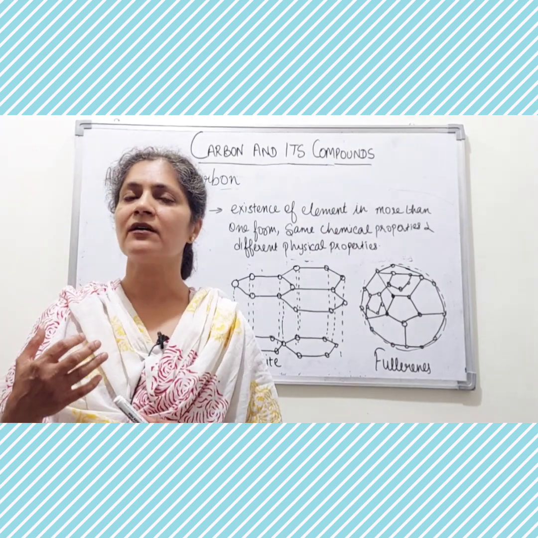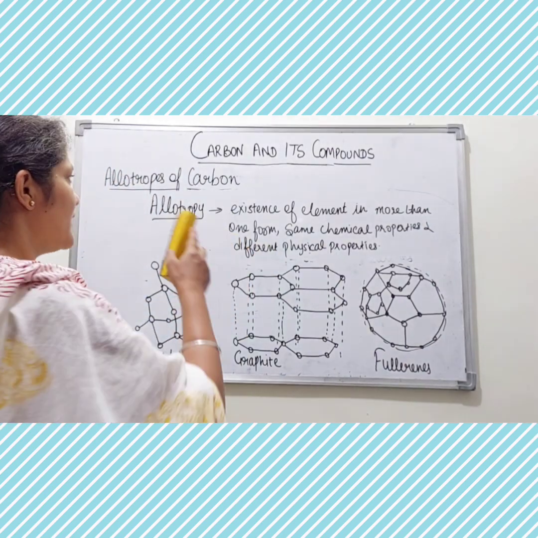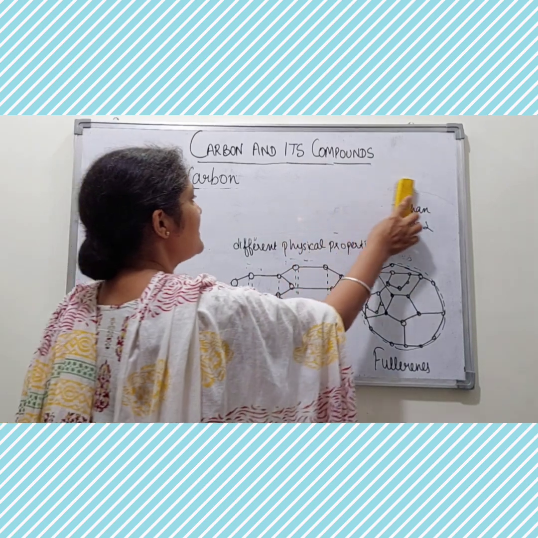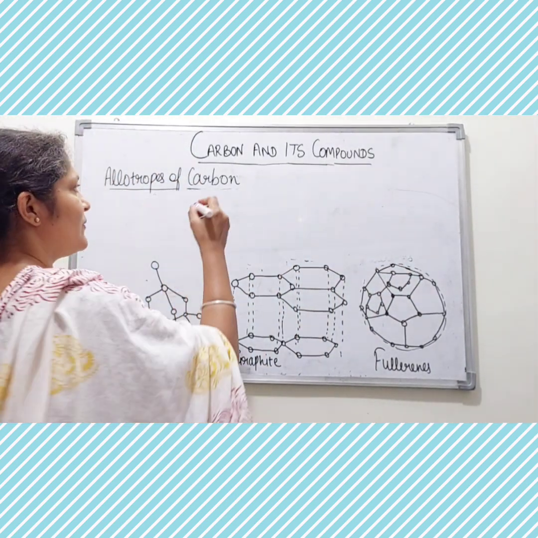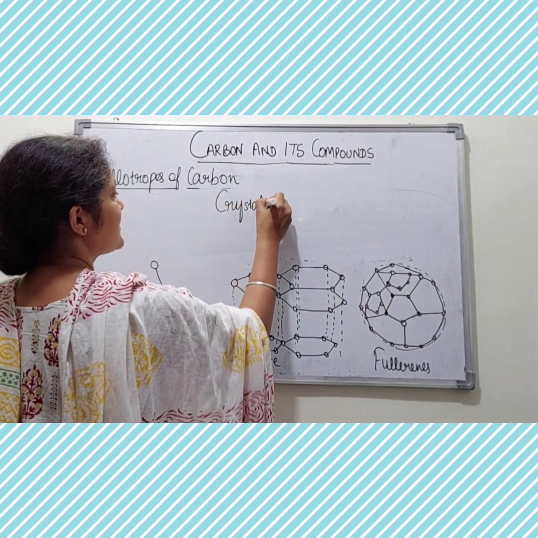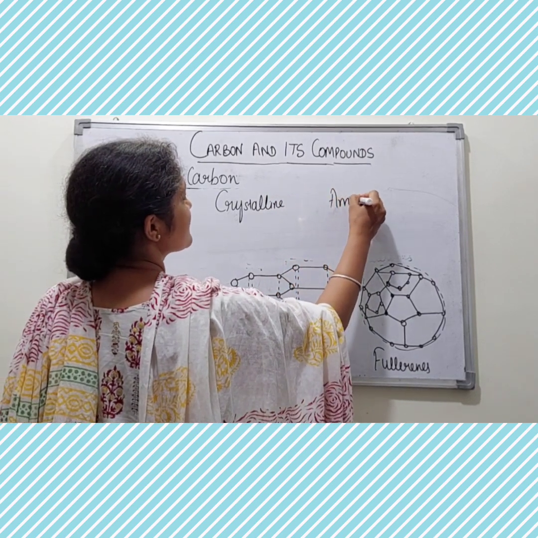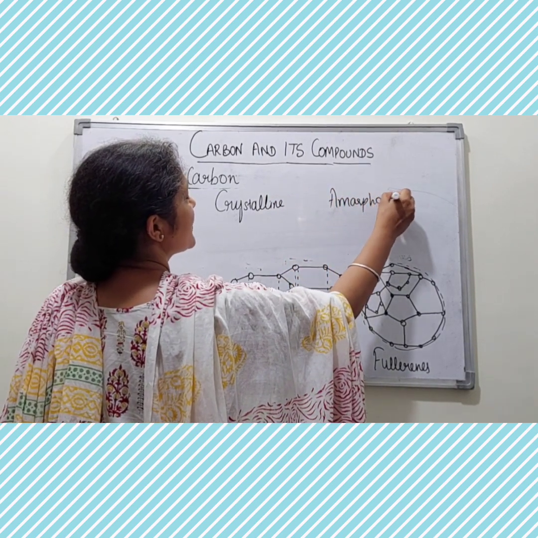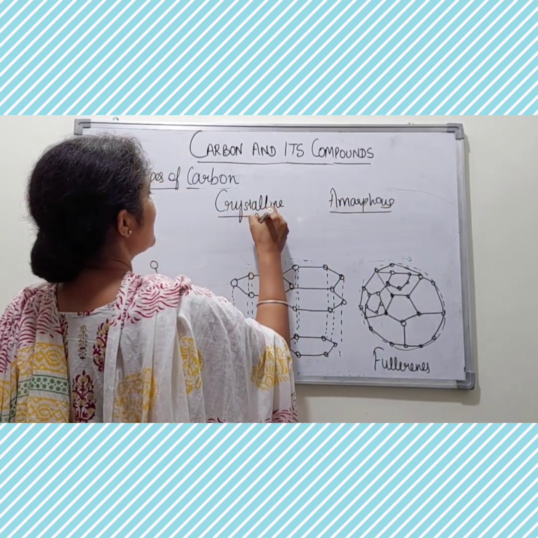Now carbon also has many allotropes, students. It also has the property of allotropy. Carbon has two types of allotropes. One is known as the crystalline allotropes and the other is the amorphous. Now students, what is the difference between the crystalline and amorphous allotropes?